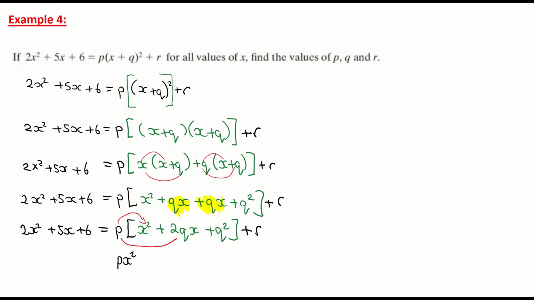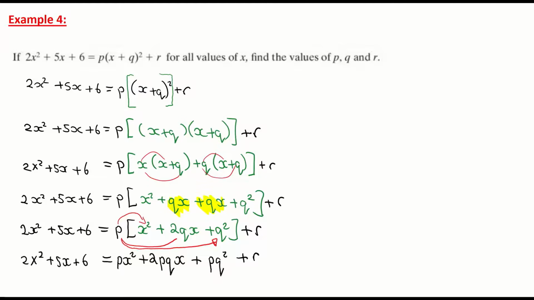Some tongue twisters going on here. So that's giving me plus 2pqx. Again, the order of the letters doesn't matter. And then my final step is my p multiplied by the q squared. So that's giving me plus pq squared. Don't forget, add in your plus at the end. And that is all equal to 2x squared plus 5x plus 6.